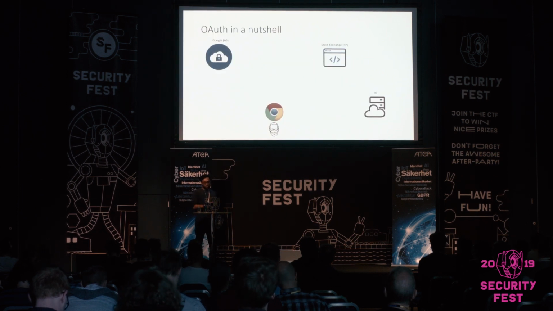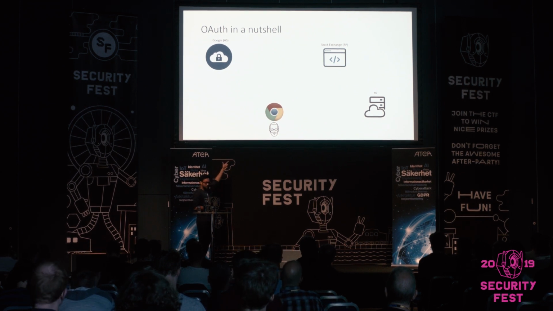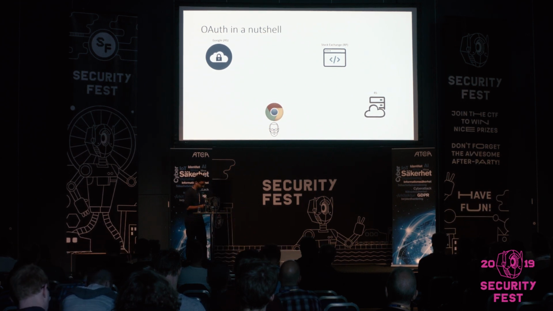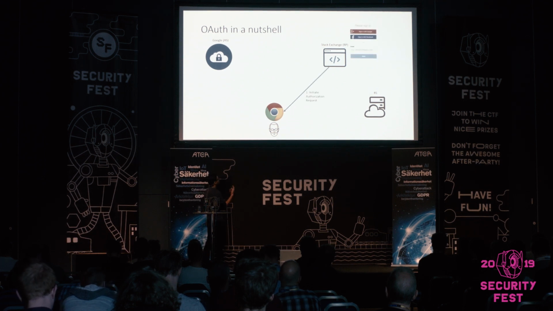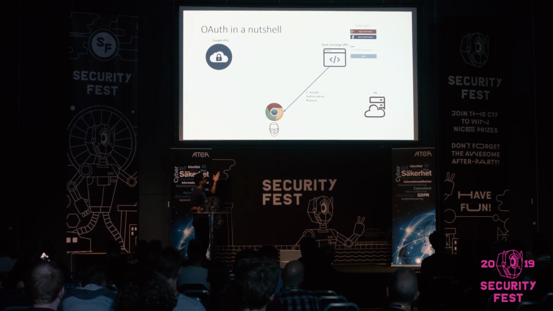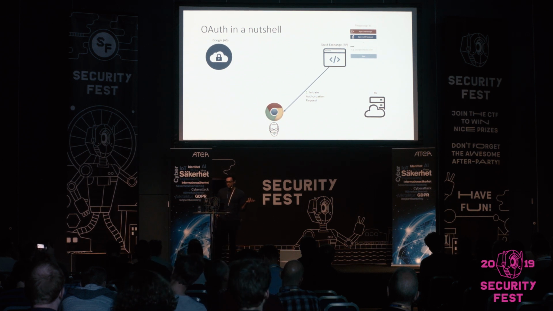OK, so the resource server is there, and the relying party or the client is Stack Exchange in this case. And we also have Google as our authorization server. So when the client needs to request authorization, it shows a prompt saying sign in with Google or sign in with Facebook. Let's say you chose Google.